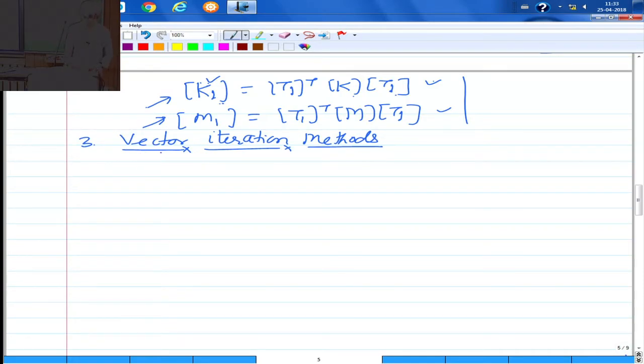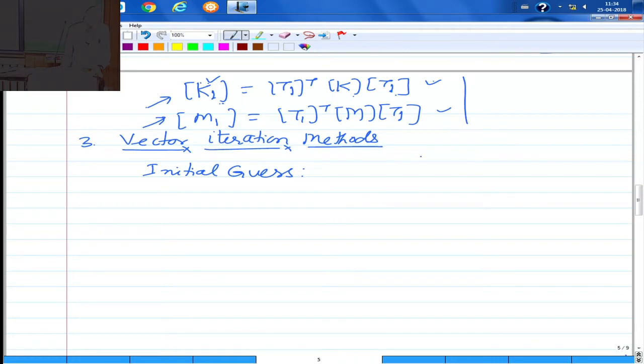As it says vector iteration, vector means it's a modal vector of course, and you are trying to start with an initial guess, and through the iterations you are trying to make that vector the same as one of the modal vectors of the problem. So that is what this vector iteration method is. So here the basic idea is that you start with an initial guess.